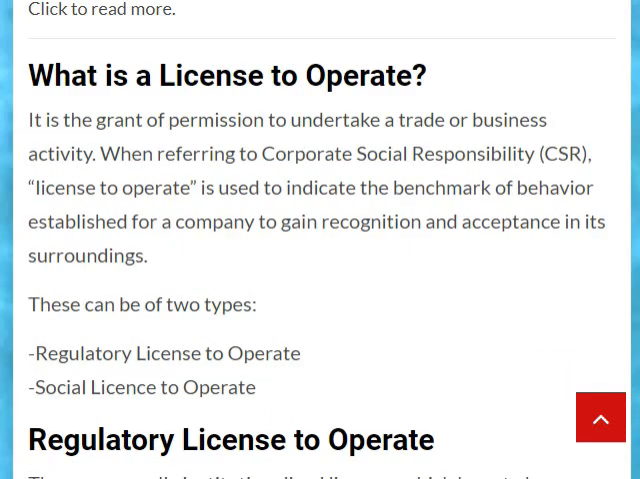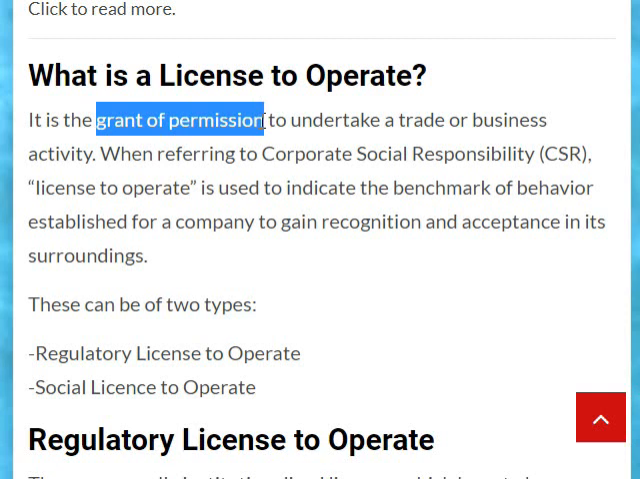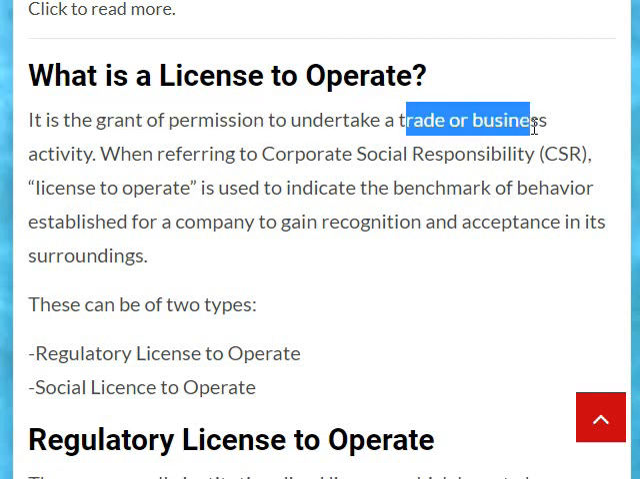Let's start with what is a license to operate. It is basically a grant or permission. The license to operate is a grant of permission to undertake a trade or business activity.